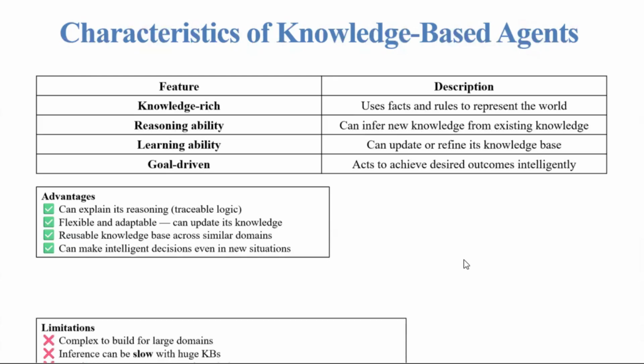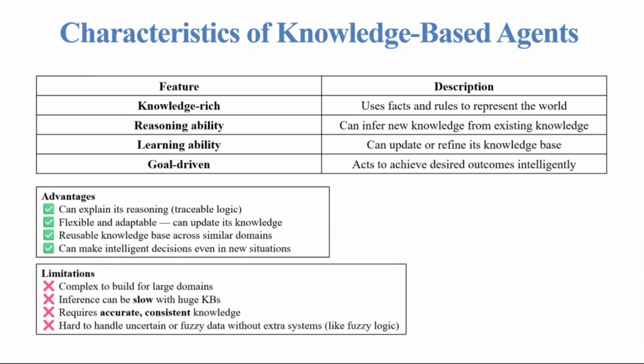Next, let's come to the limitations of knowledge-based agents. The first one is that they are complex to build for a large domain. The limitation is that building a knowledge base for a very large domain can be extremely difficult.